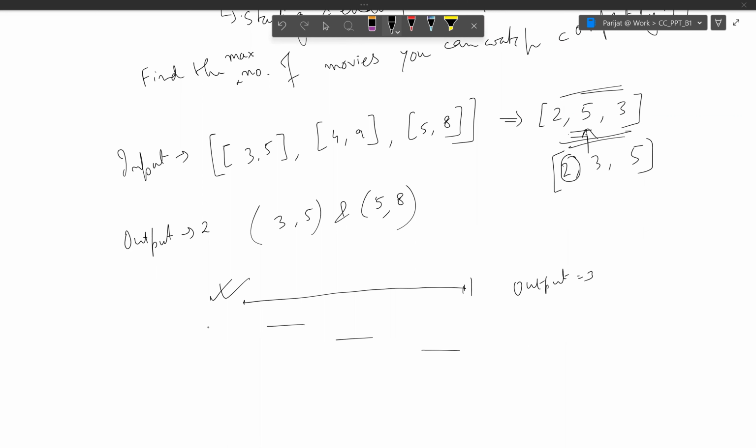So Pradosh, can you explain, or you can unmute and explain also if you are feeling lazy to type it up. Can you explain how this is guaranteed to give you the maximum number of movies?